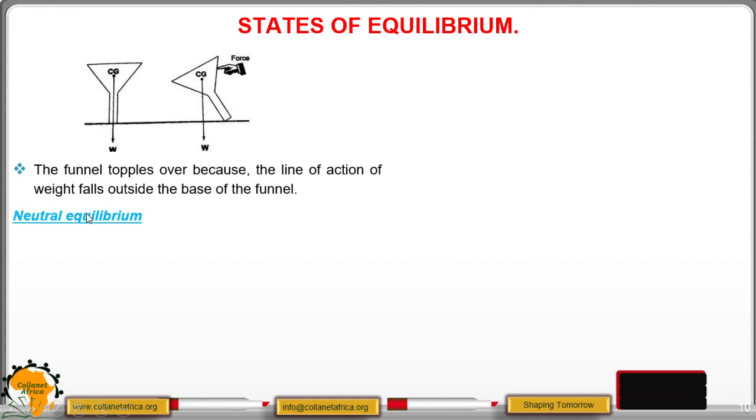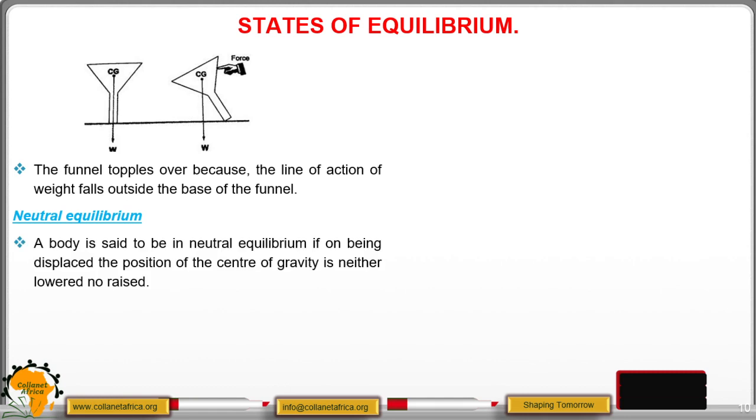Then we have neutral equilibrium. A body is said to be in neutral equilibrium if, on being displaced, the position of the center of gravity is neither lowered nor raised, like this one here. So even if I apply some force somewhere here, this line of action will not change position. So it will be in neutral equilibrium.